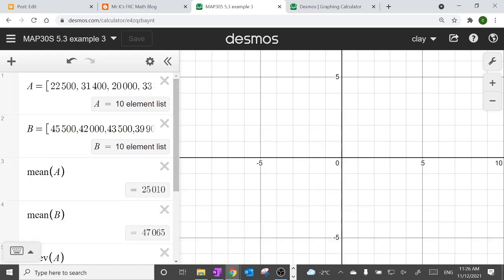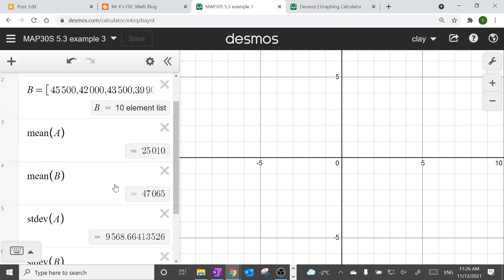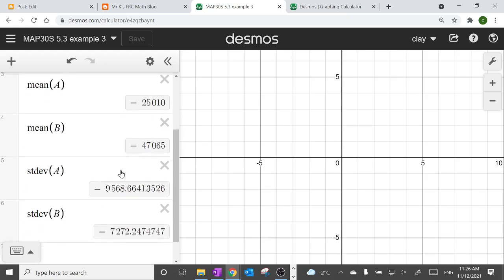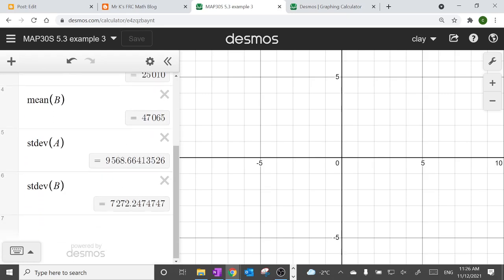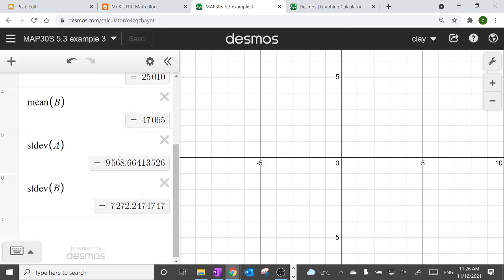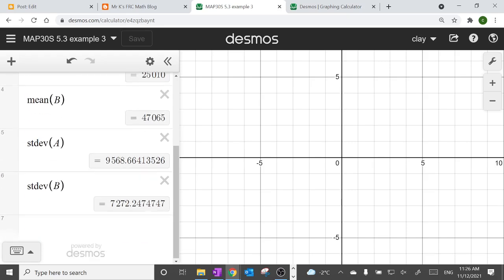And for A, my mean is 25,000. For B, my mean's quite a bit higher, 47,000. But again, in a car dealership, that just means that one lot has more of the expensive cars than the other. That doesn't really explain how close their prices are in comparison to each other. So the standard deviation for A is still quite a bit higher. Even though the mean was lower, the standard deviation is quite a bit higher than it was for B.